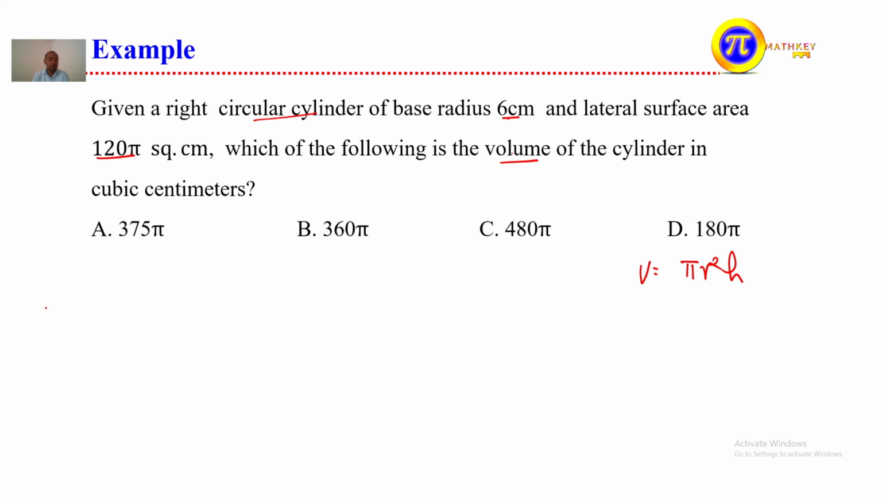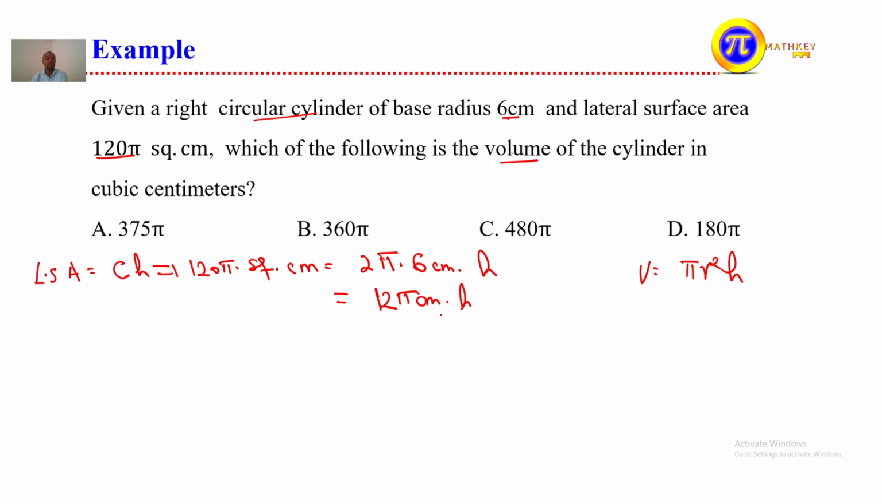To solve for h, use the lateral surface area formula. Lateral surface area of a cylinder is equivalent to the circumference of the cylinder times the height h. So the lateral surface area, 120 pi square centimeter, is equivalent to 2 pi r, that is 6 centimeter, times the height h. 2 pi times 6 centimeter is 12 pi centimeter, times the height h, equal to 120 pi square centimeter.